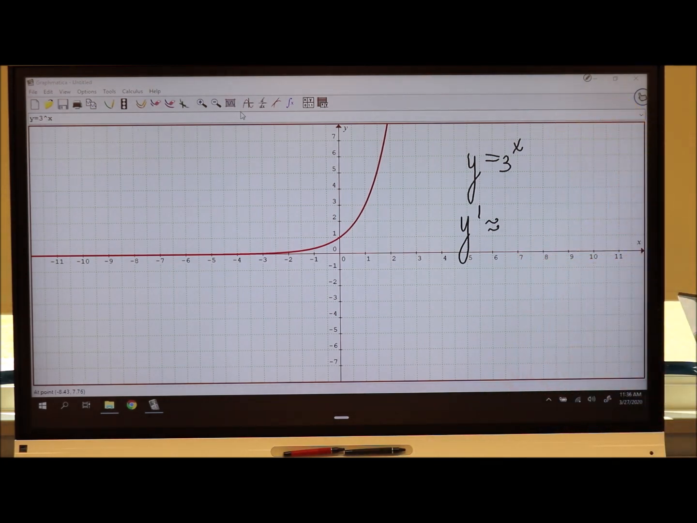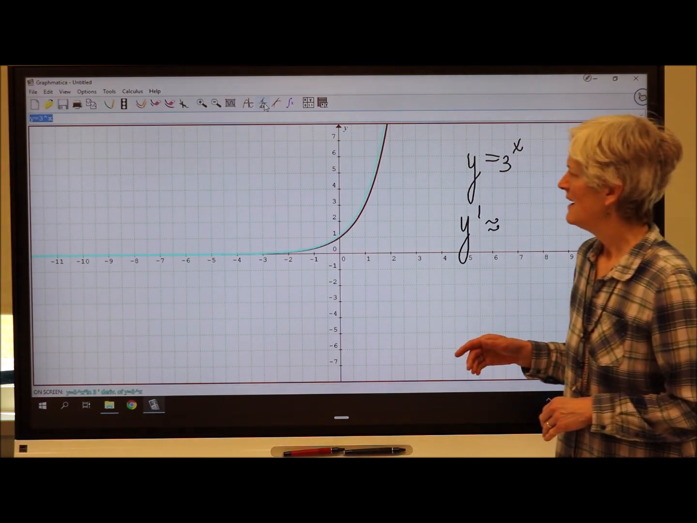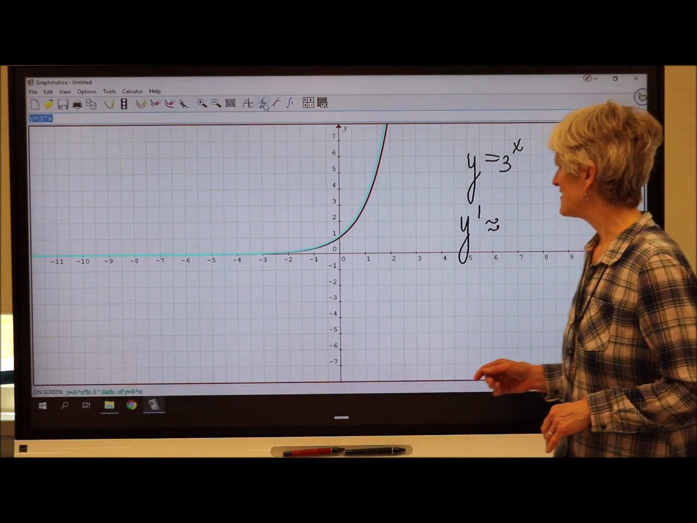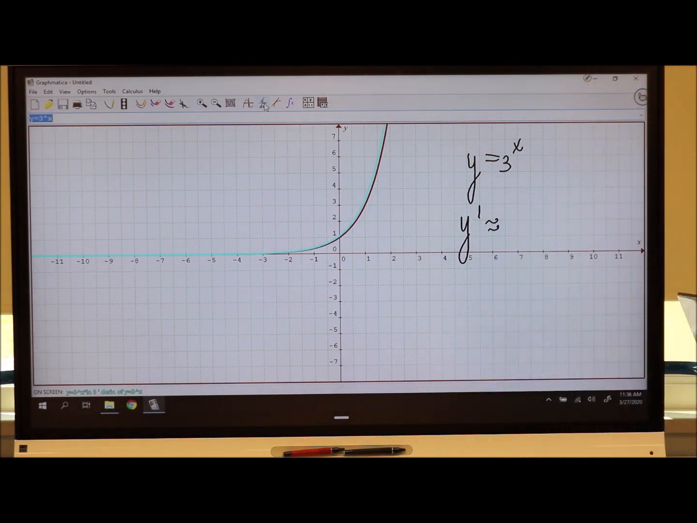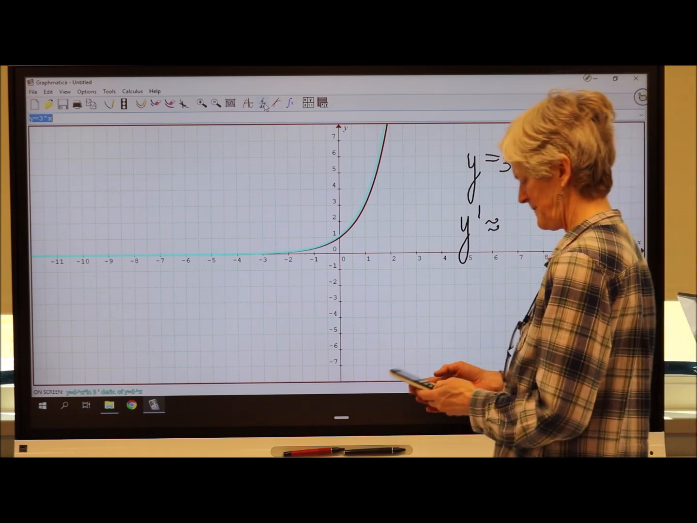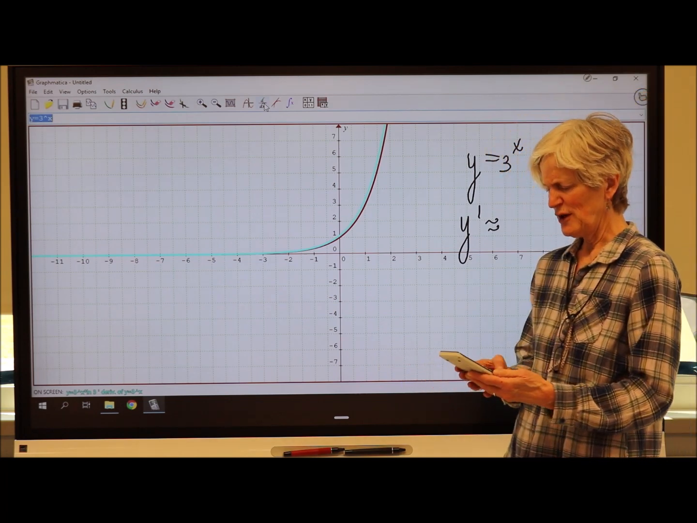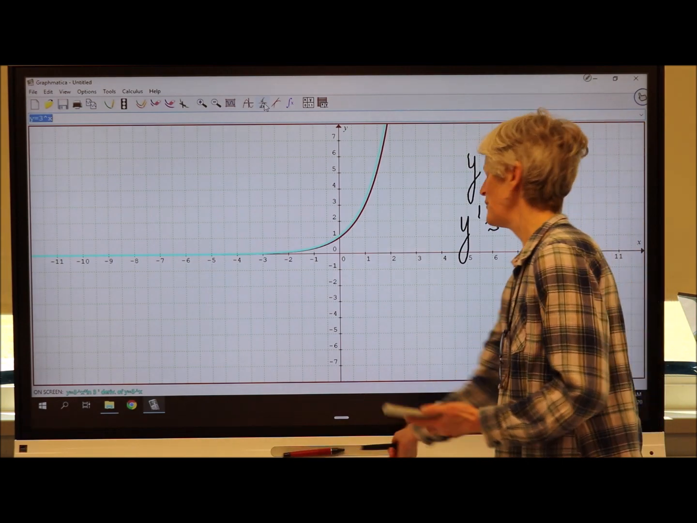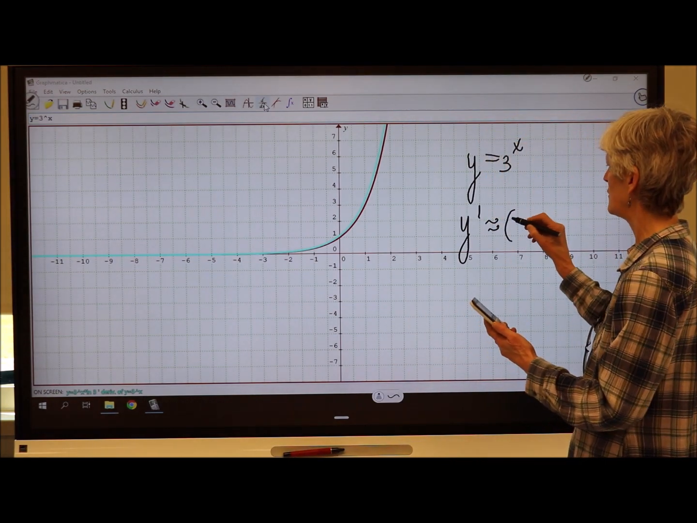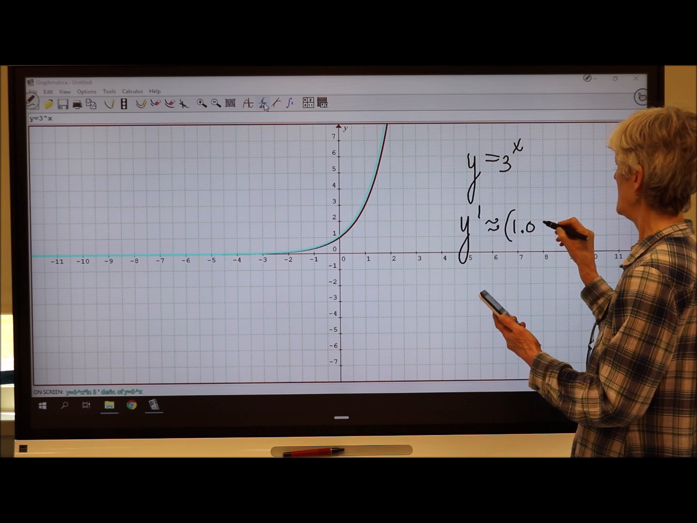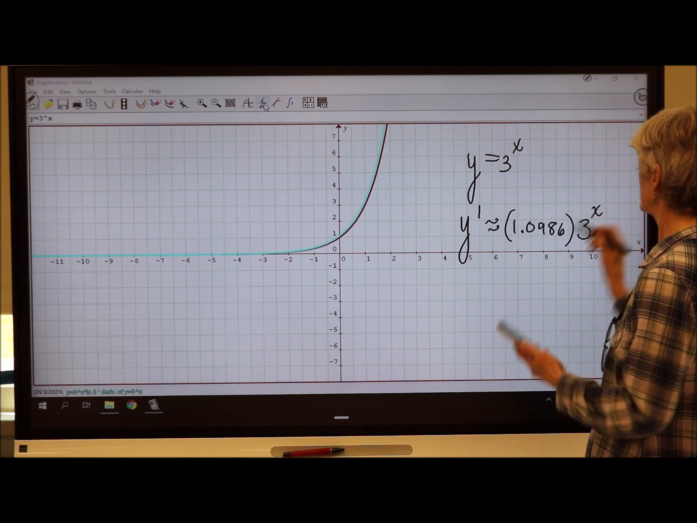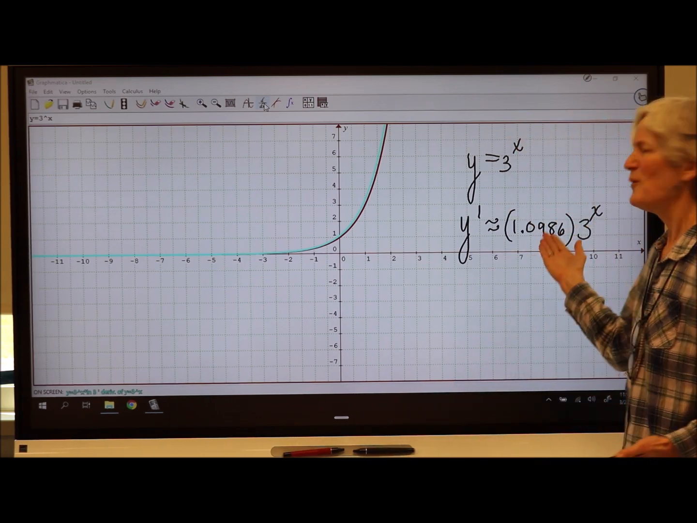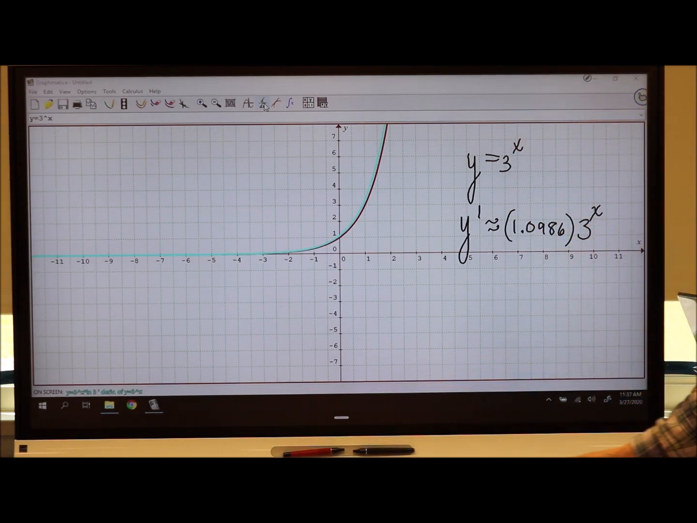Drum roll, please. Wait a minute. In this instance, the derivative looks like it's a little above, if you will, the original function. What if I told you that the derivative of 3 to the x is about equal to 1.0986 times 3 to the x? What the? Where am I getting those goofy numbers?